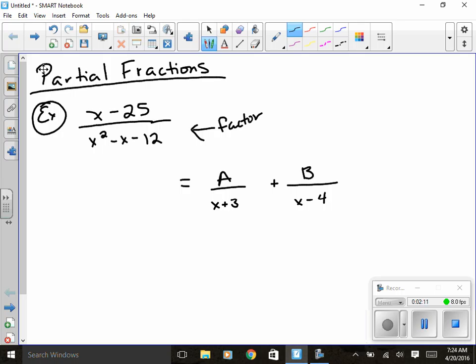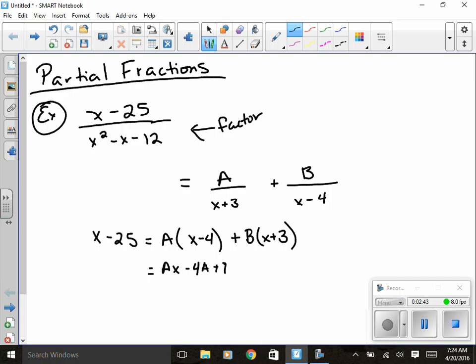So in order to keep going with this, 5x minus 25 has to equal A times x minus 4. It goes opposite because we have to have a combined fraction in order to technically add, which is what you're really doing here: A times x minus 4 plus B times x plus 3. So I am going to go ahead and distribute this. So I get ax minus 4a plus bx plus 3b.